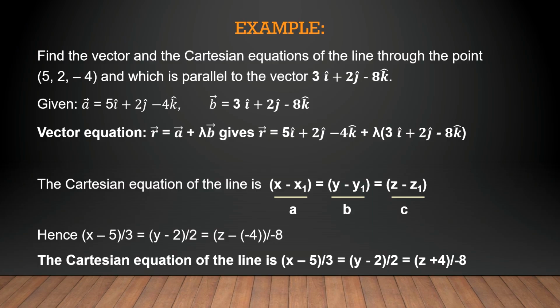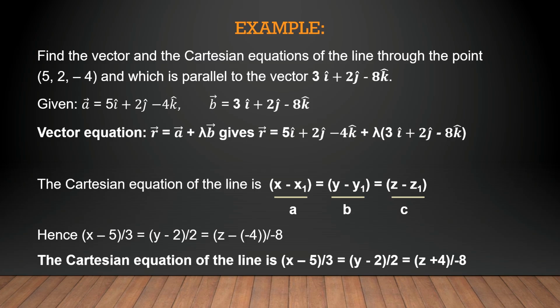Find the vector and Cartesian equations of the line which passes through the point 5, 2, minus 4 and which is parallel to the vector 3i cap plus 2j cap minus 8k cap. So what is given to us? The vector a, which is 5i cap plus 2j cap minus 4k cap, because it is the vector for the point 5, 2, minus 4. The parallel vector b is 3i plus 2j minus 8k. Simple, use the vector equation r is equal to a plus lambda b. So the vector r is equal to 5i cap plus 2j cap minus 4k cap plus lambda into 3i cap plus 2j cap minus 8k cap.